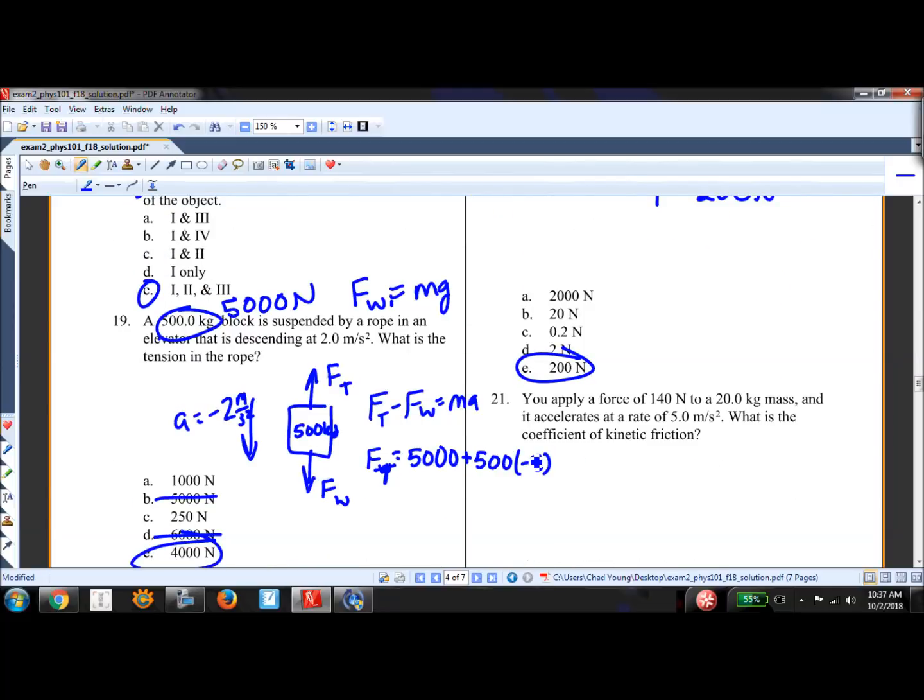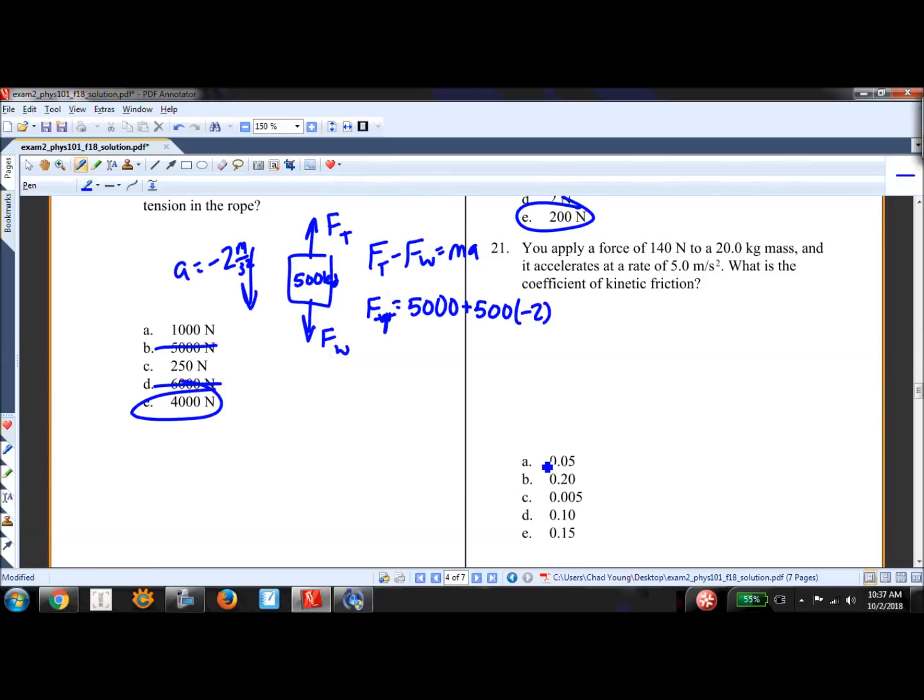You apply a force of 140 newtons to a 20 kilogram mass and it accelerates at a rate of 5 meters per second squared. What is the coefficient of kinetic friction? Look, if I applied this force, I should get an acceleration of 7 meters per second squared, right? F over m. But I don't. So let's draw it. I have 140. Since I don't get quite that acceleration, that means I have a force that's holding it back. And that's going to be my kinetic friction.